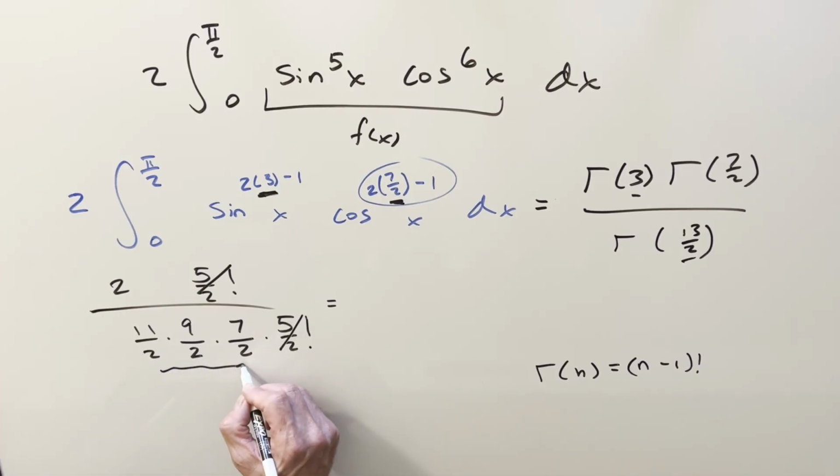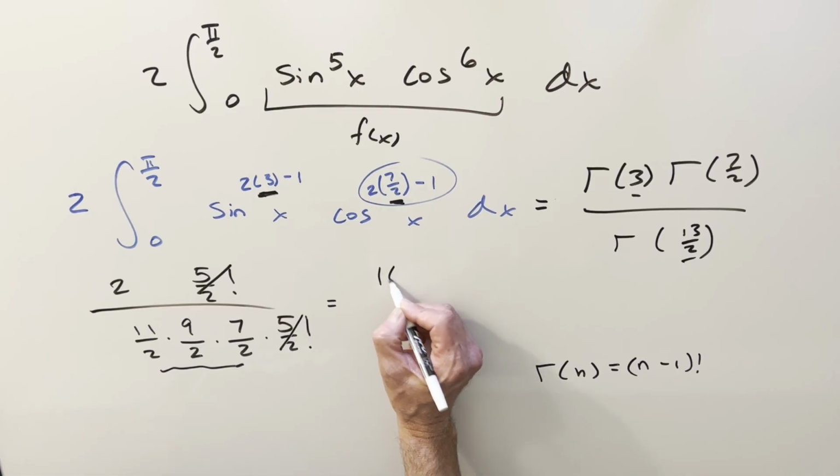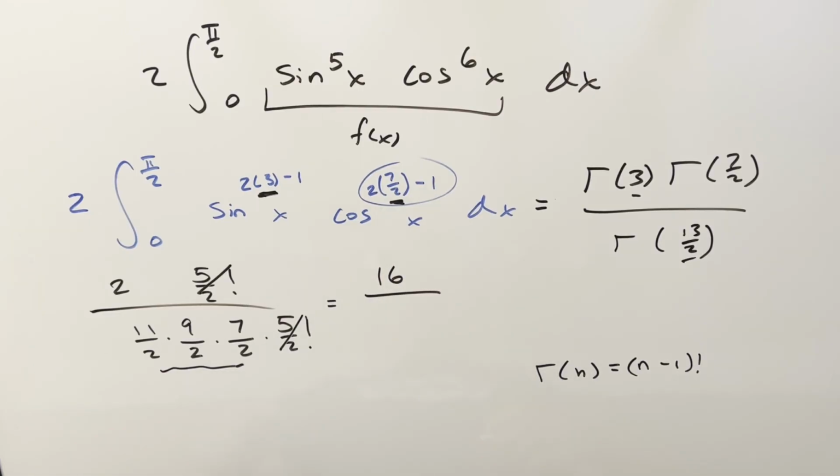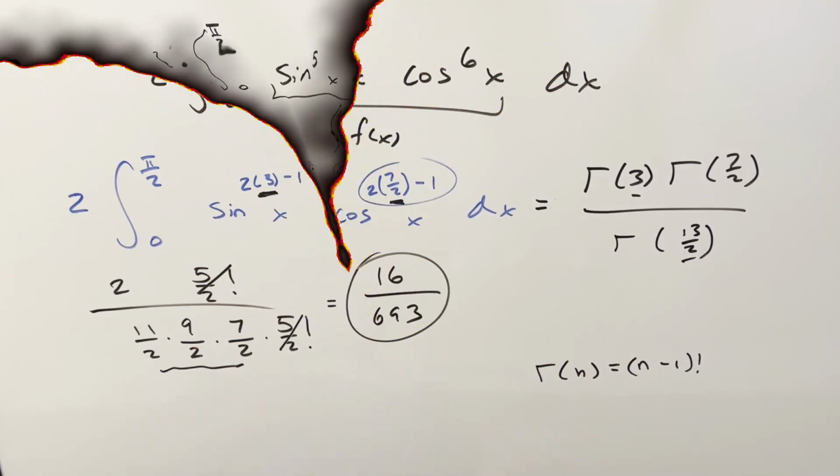So we have 3 2's here. 2 cubed times 2 gives 2 to the 4th, or 16. 11 times 9 times 7 is going to be 693. And so for my final solution on this, we just get 16 over 693, and that's it. Okay, so there you go, quick and easy.